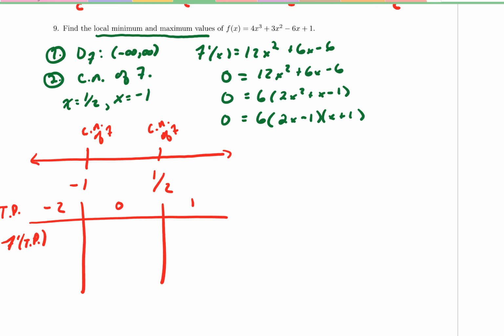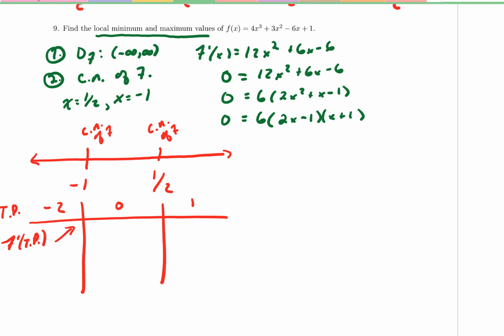If I plug -2 into this factor right here, I'd have -4 minus 1. Okay, that's another negative number, and then times this positive factor. So we've got a negative times a negative times a positive. The result of those three products is again a positive, so the function is increasing before we get to -1.